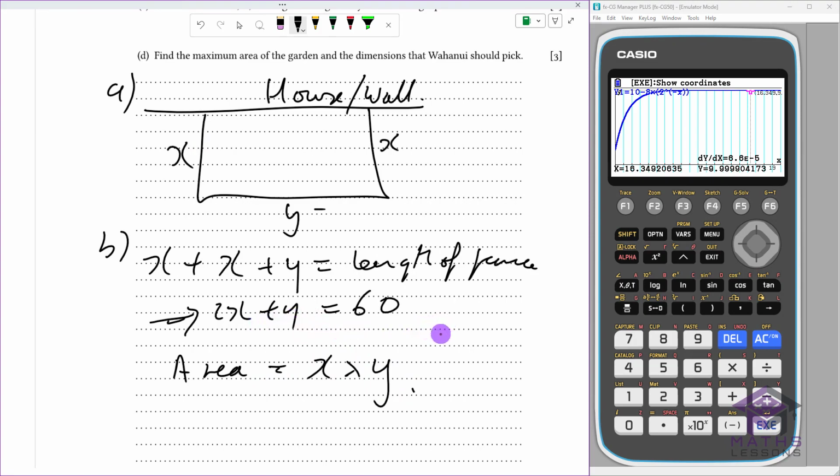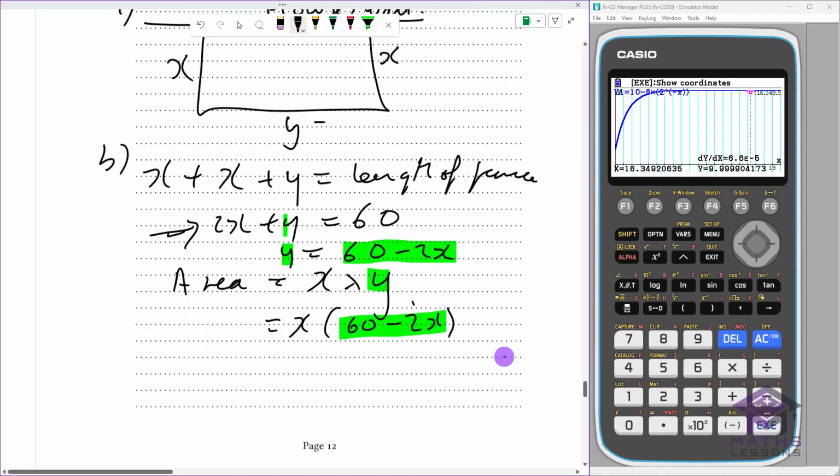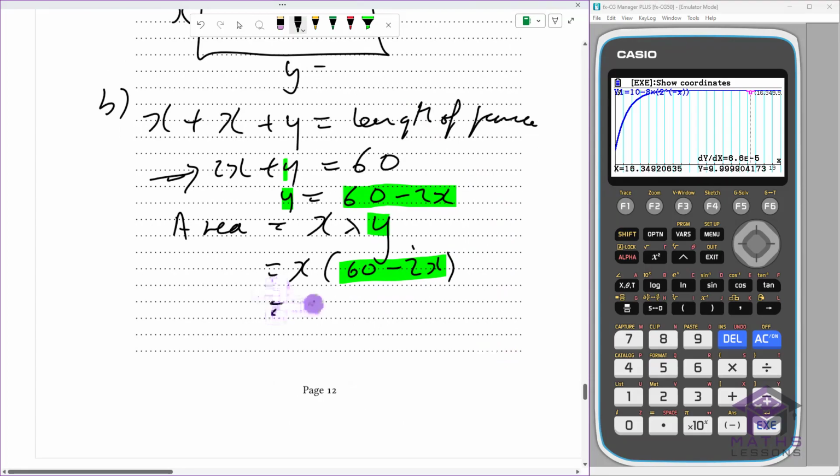Now, we want it only in x's. From this equation, we can see that y is equal to 60 minus 2x. So we're going to replace this y with 60 minus 2x. So we get x, open bracket, 60 minus 2x, because we have replaced this y here with 60 minus 2x. That's what we've done. And we can multiply that out, and we get 60x minus 2x squared.